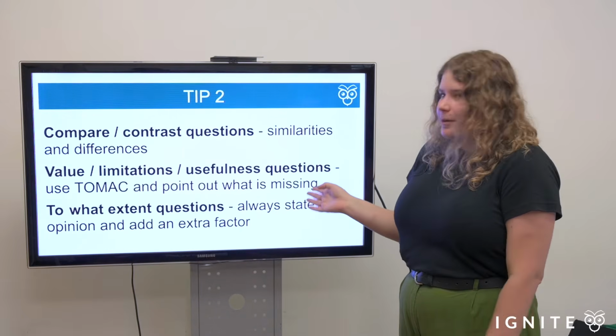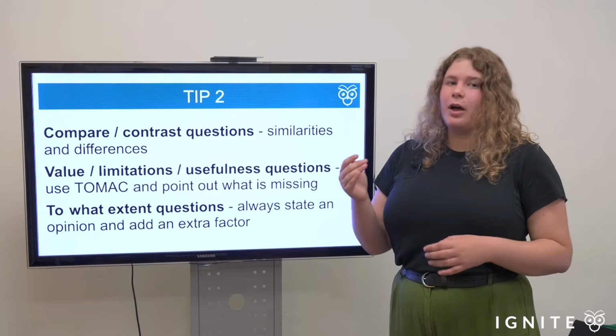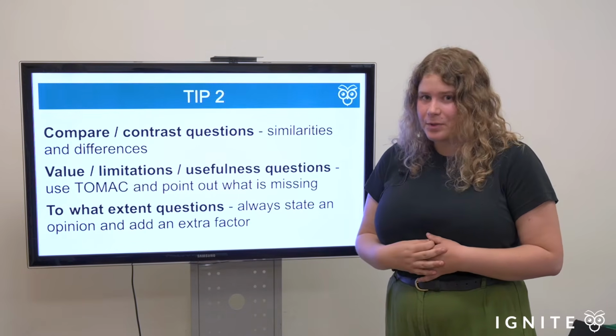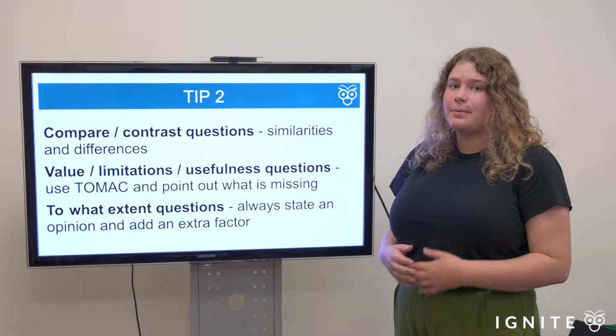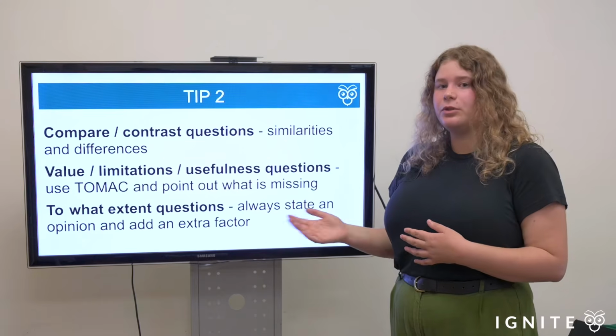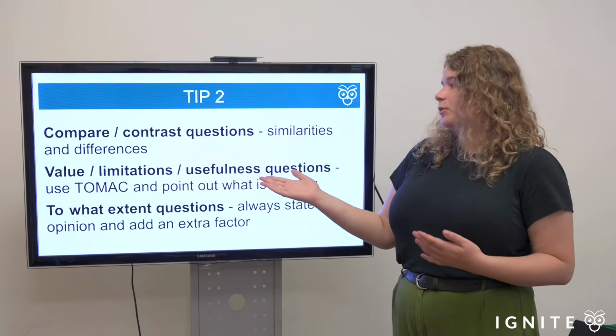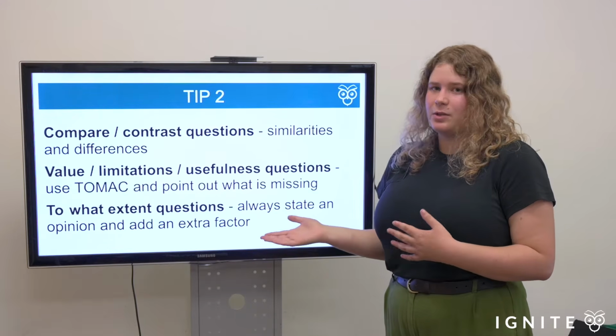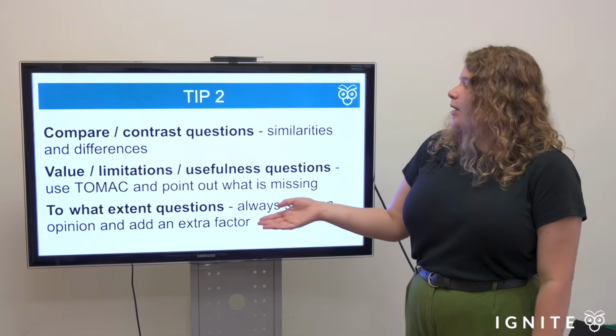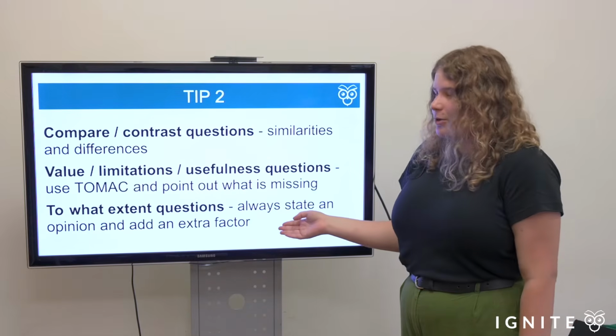For this, I really recommend using Tomac. This will help you get everything that you need out of the source before you then have to point out what is missing. Because if something is asking you whether it is useful, you have to acknowledge why it is useful with Tomac, and then also acknowledge why it might not be useful and what it is not giving you.